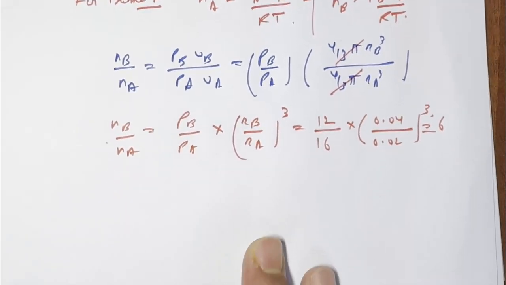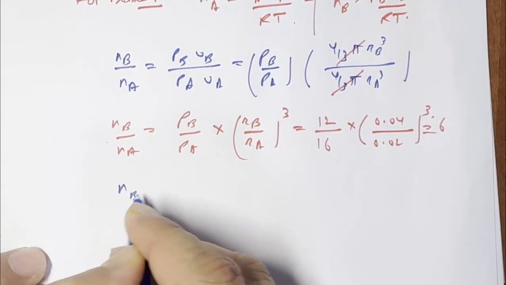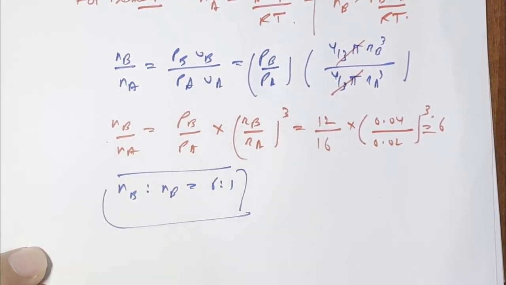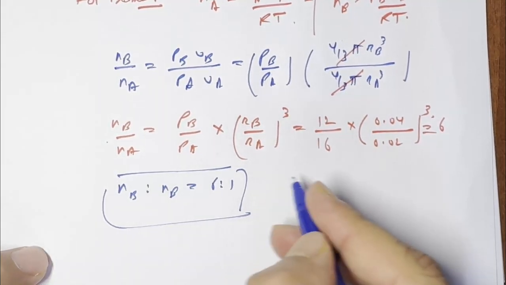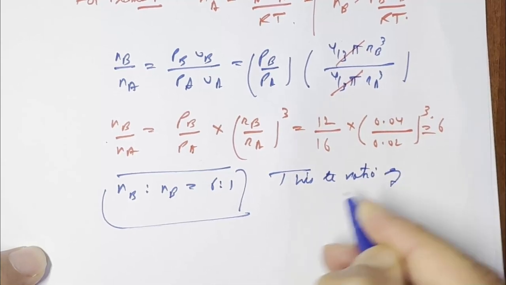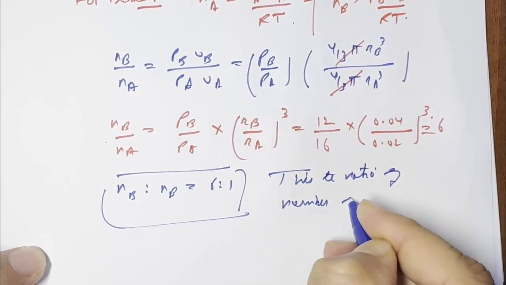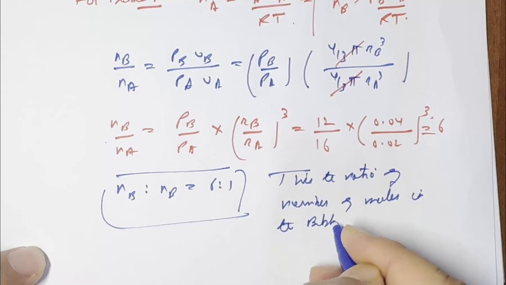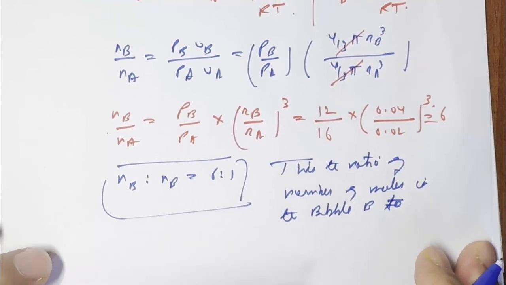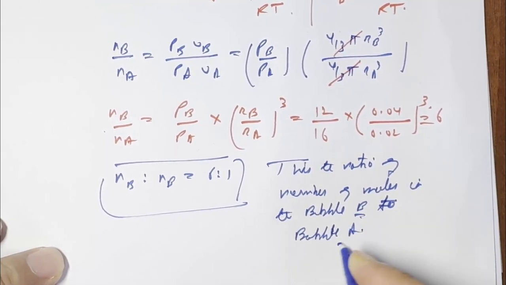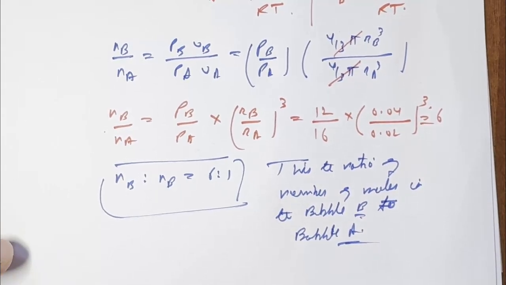So we are supposed to find the ratio. NB to NA will be equal to 6:1. So this is the ratio of NB and NA, that is the ratio of the number of moles in bubble B to bubble A. So this completes the question.